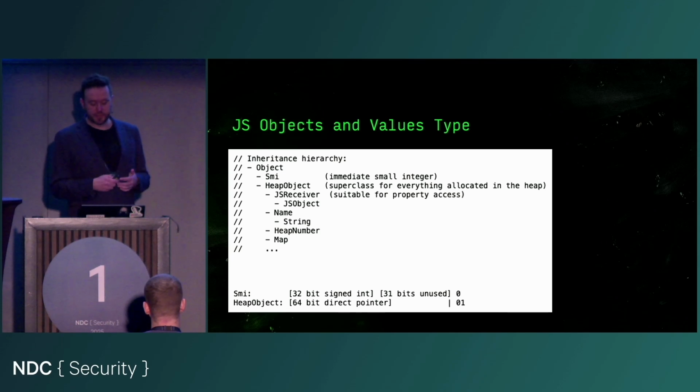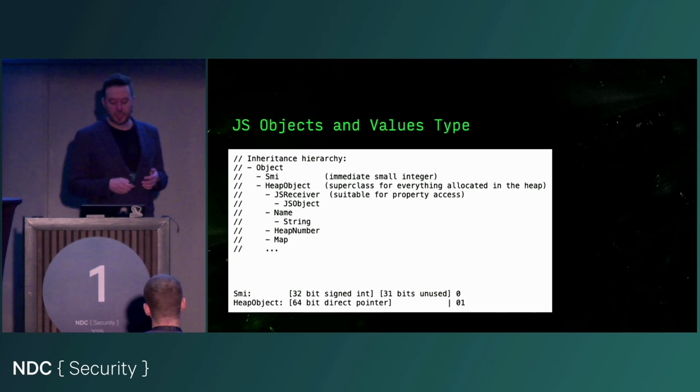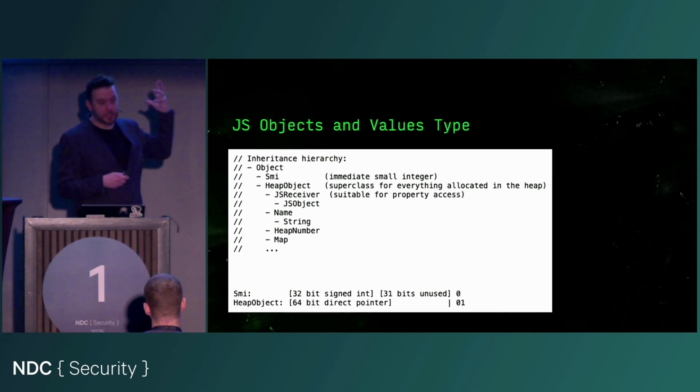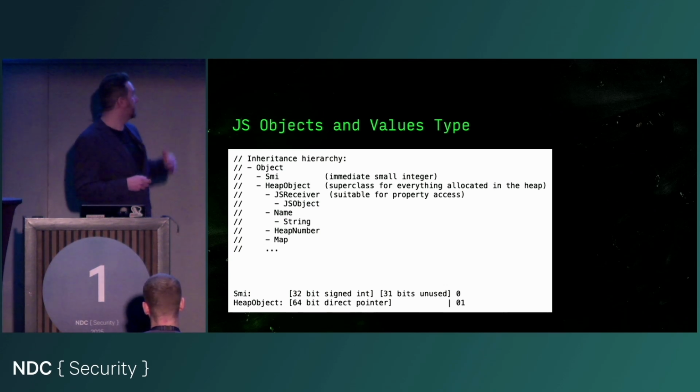More on that later. And notably, in memory, small integers, known as SMI, have their least significant bit set to 0, while pointers to heap objects have the least significant bit set to 1. So this is a way to distinguish between SMI and basically JavaScript objects. And this is actually pointer tagging in action.